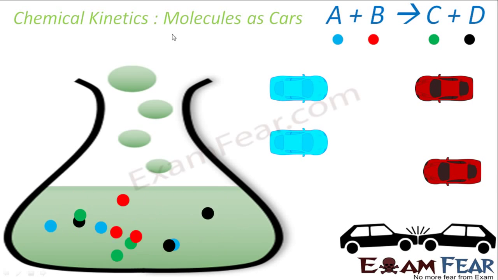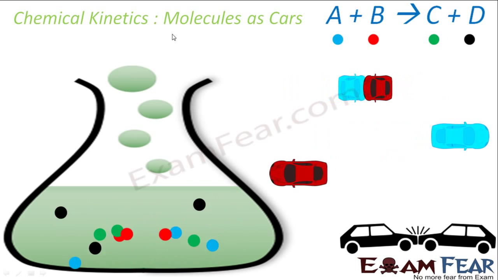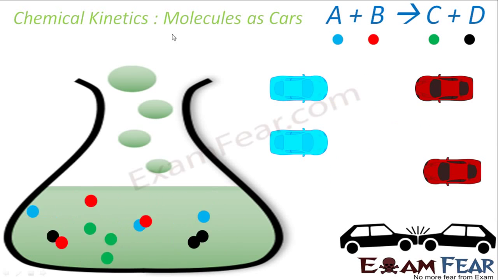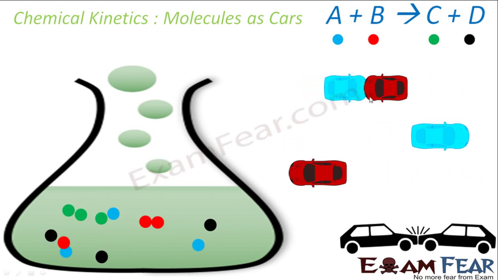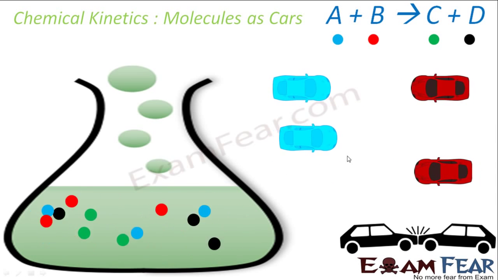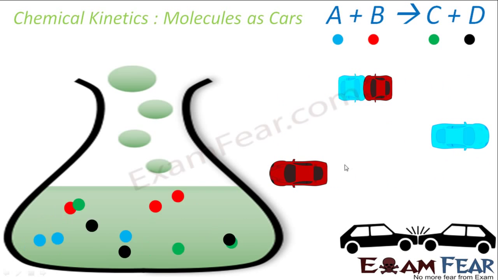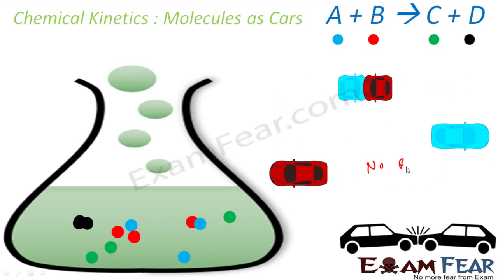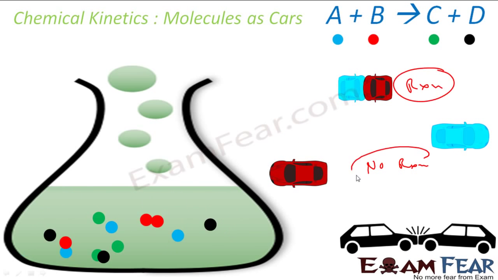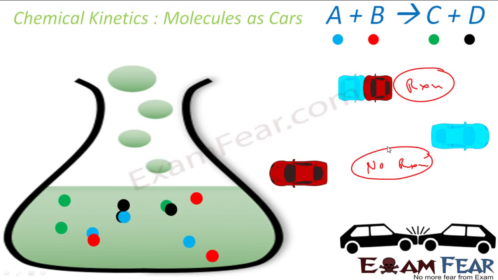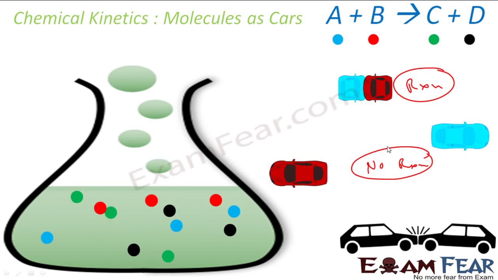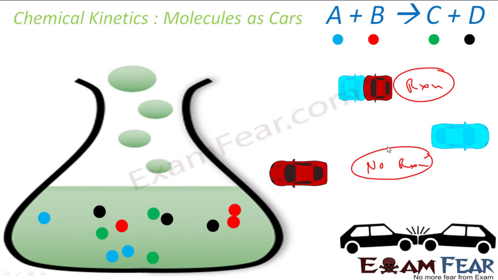For example, in this case, you see the two cars. In the first case, these two cars rammed and the reaction happened. But in the second case, the cars didn't even touch each other, so there was no reaction here, and there was a reaction here. So in the whole chapter, we'll consider molecules as cars, and we'll try to understand how the reaction is happening. We talk about the feasibility of the reaction.